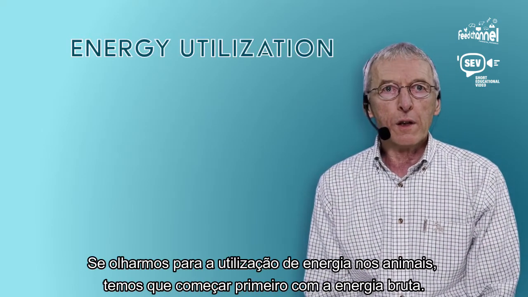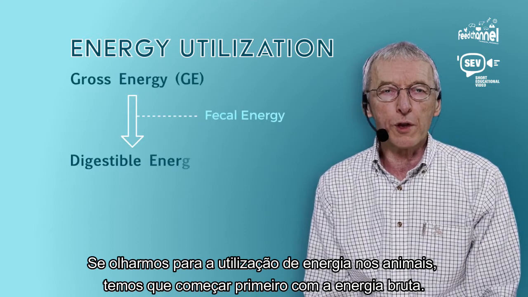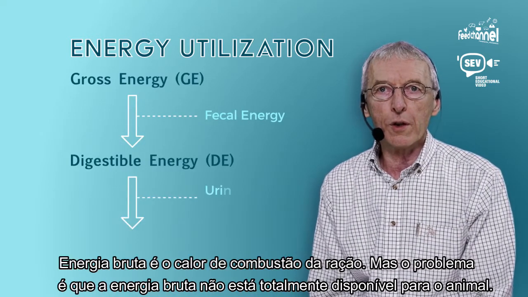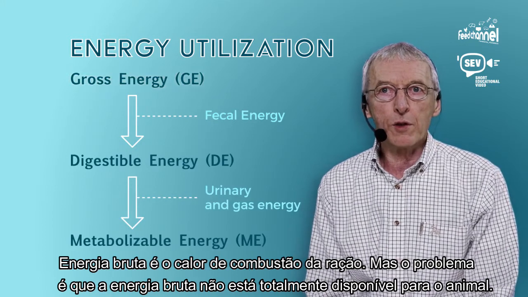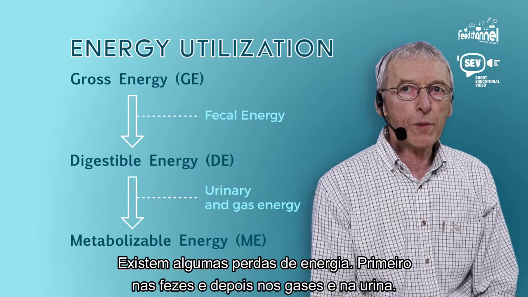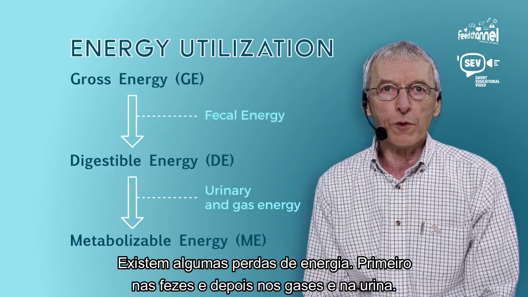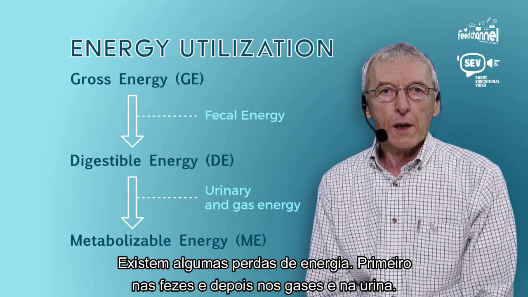If we look at energy utilization in animals, we have to start first from gross energy. Gross energy is the heat of combustion of the feed, but the problem is that gross energy is not really fully available to the animal. You have some energy losses, first in the feces, and then in the gas and in the urine.